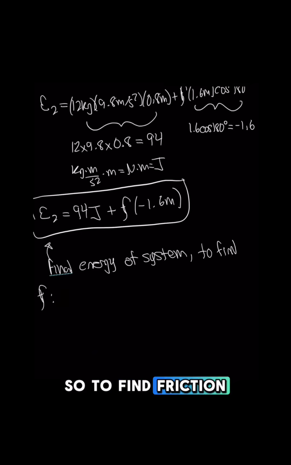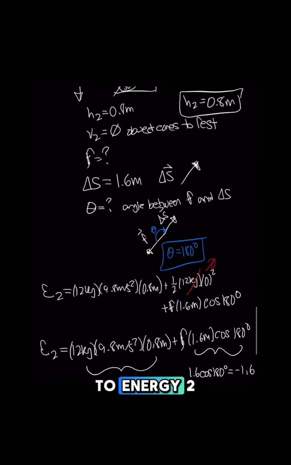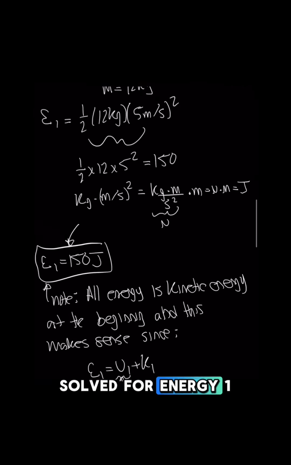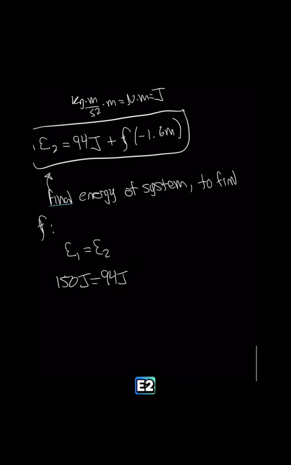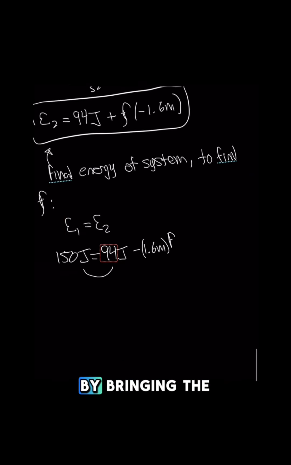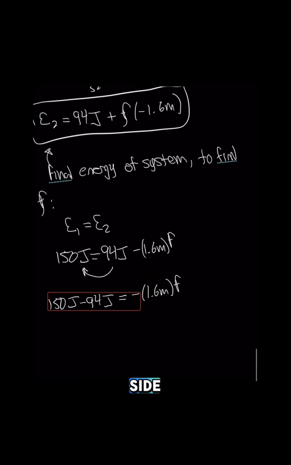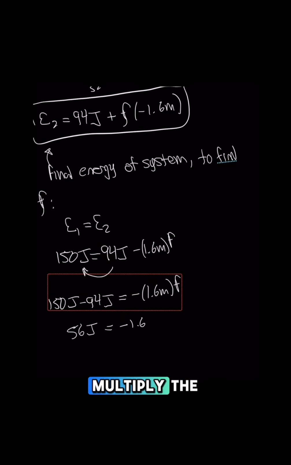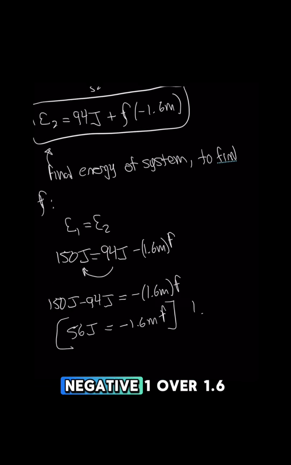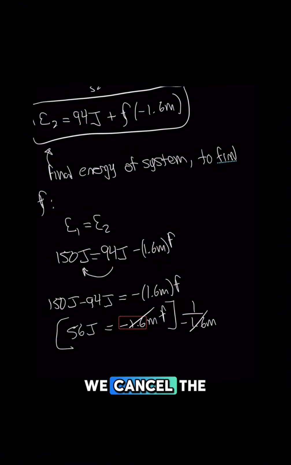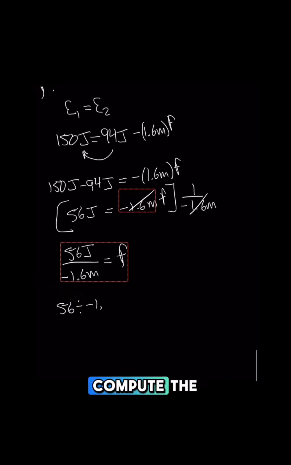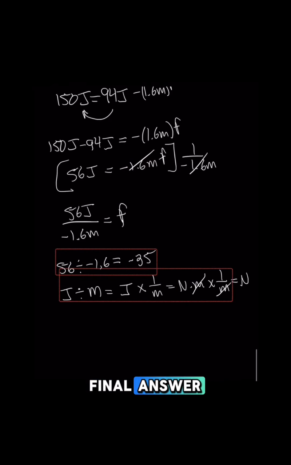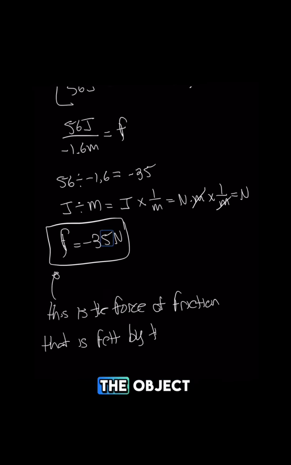So to find friction, we know that energy 1 is equal to energy 2, and if you remember, we solved for energy 1 up here, so we just plug that in, and then we plug the expression in for E2. From here, we can isolate for friction by bringing the first term to the left-hand side, and then doing a simple subtraction. And then we can multiply the expression by negative 1 over 1.6 meters. We cancel the negative 1.6 meters on the friction term. We're left with this here, and then we can compute the amplitudes in units, and we get this final answer. This is the friction that is felt by the object that causes it to stop.